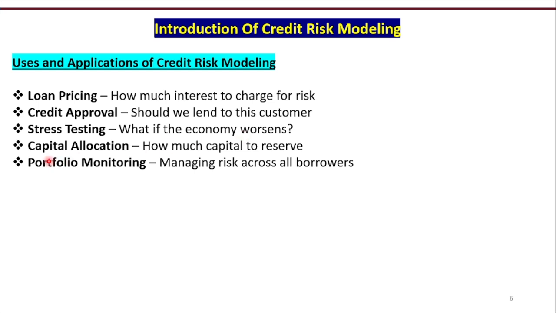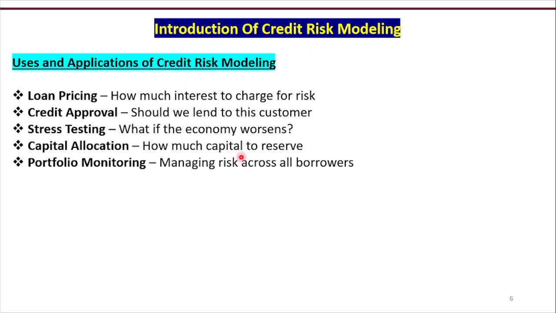Fourth thing is capital allocation. How much capital to reserve, how much capital to use, or you can say to keep on the safe side. Okay, capital allocation. Portfolio monitoring, managing risk across all borrowers. In portfolio monitoring, we are managing the risk across all borrowers, who are our lenders, who are our borrowers. So we are monitoring everyone's portfolio. Okay, these are the uses of credit risk modeling.